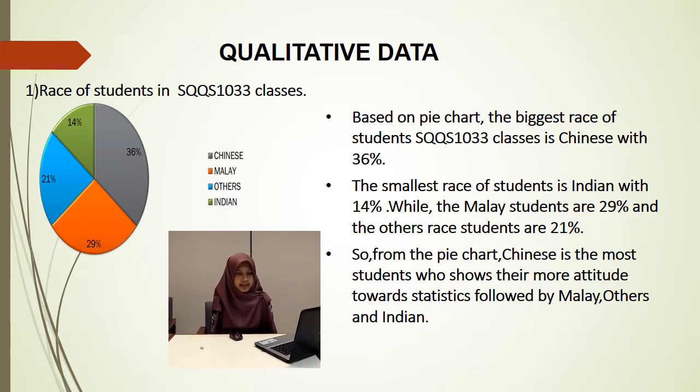Based on the pie chart, the biggest race of students in SQQS 1033 classes is Chinese with 36%. The smallest race of students is Indian with 14%, while the Malay students are 39% and the other race students are 31%. So, from the pie chart, Chinese is the most students who show their attitude towards statistics, followed by Malay, others, and Indian.